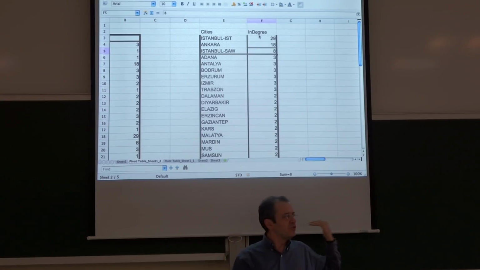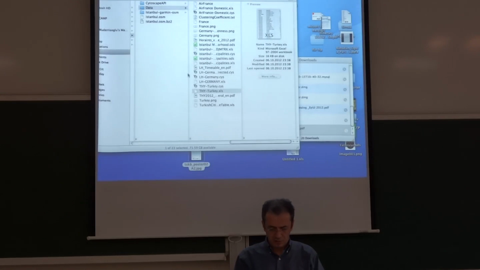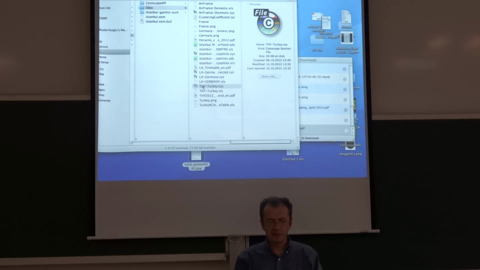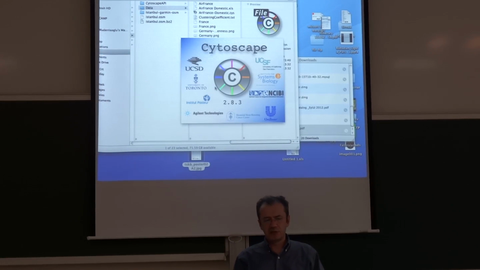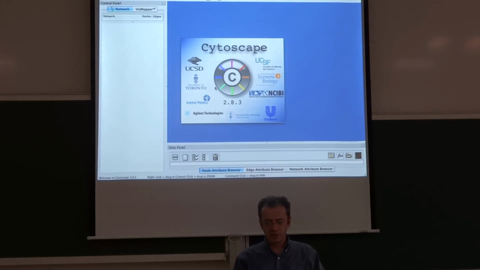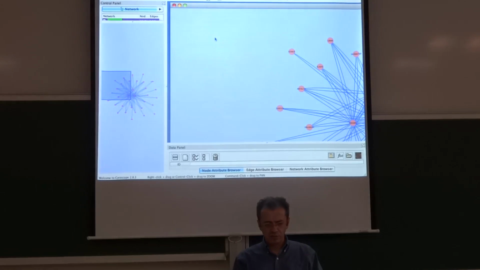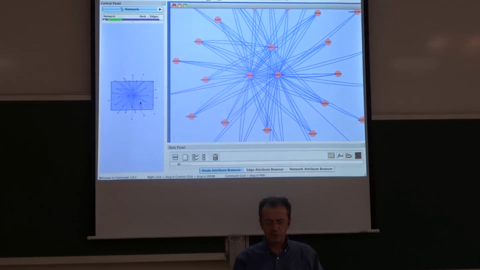We can do it within Excel, and we are going to do it, of course, but to begin with, let's go back to Cytoscape. I'm not going to show you how to import the Excel file to Cytoscape, because we already did that. We'll just start Cytoscape and show you again how we are doing it. These are the easy bits, as you know. So this is our network.